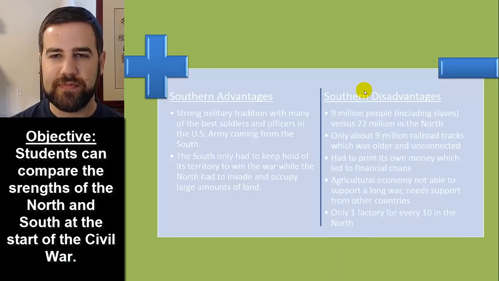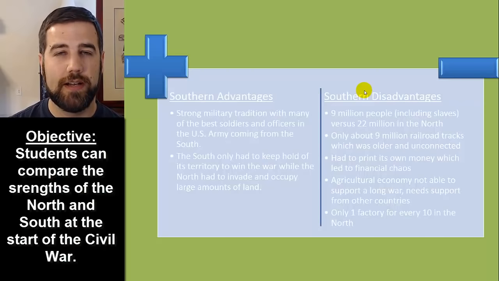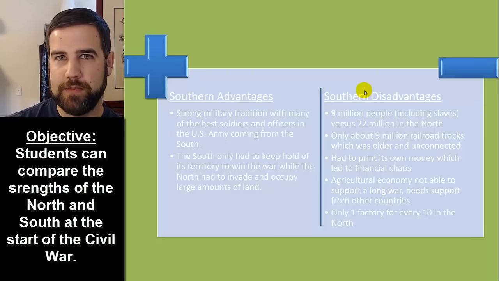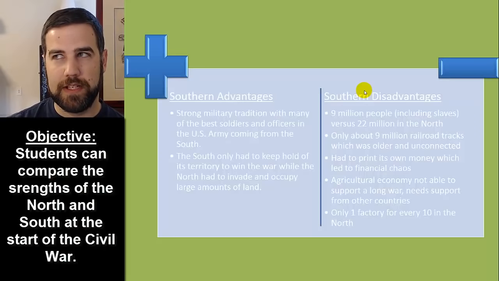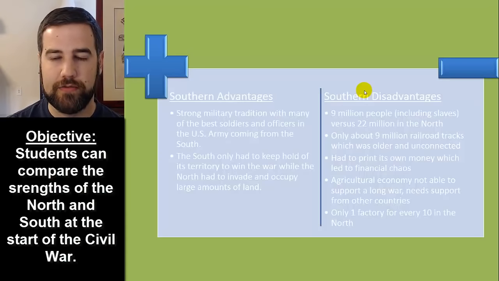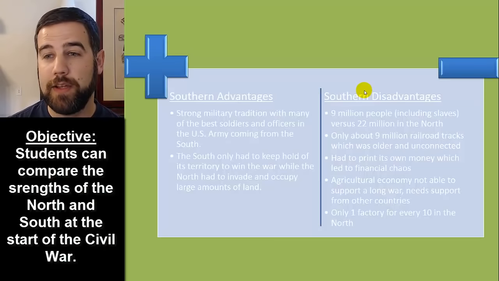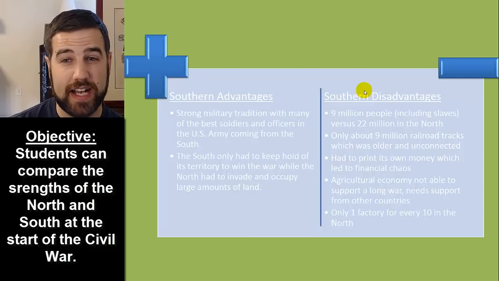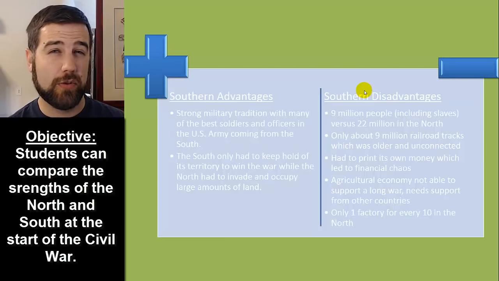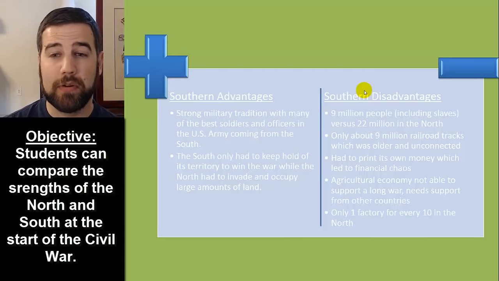And then for the disadvantage, so the South has a lot of disadvantages. So when it comes to the number of troops, 9 million people in the South, that's including the slaves, which the Southerners aren't going to be using quite yet to try to fight for them during this war, versus 22 million in the North. There are about 9 million railroad tracks, miles of railroad tracks in the South, and they're not even all connected, versus the 22 to 25 million in the North. They had to print their own money, which led to some problems.